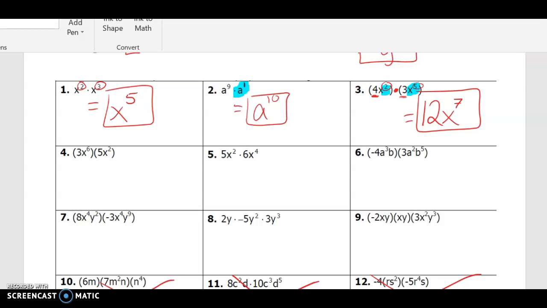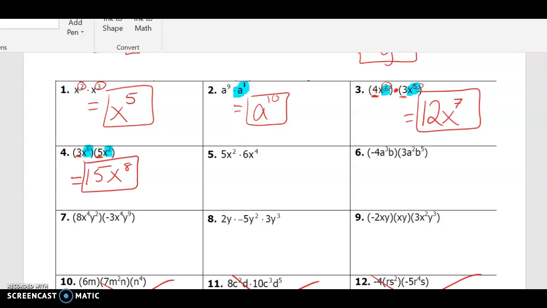For number 4, using that same idea, I want to multiply my numbers out in front. So I have a 3 times a 5, which gives me 15. But then I want to add my exponents of the same base. So I have x and x, 6 plus 2, x to the 8th.